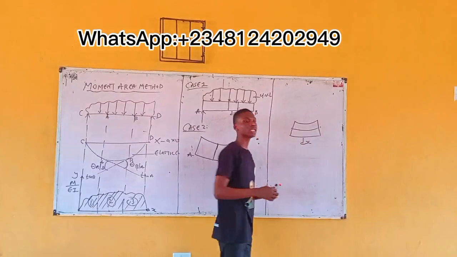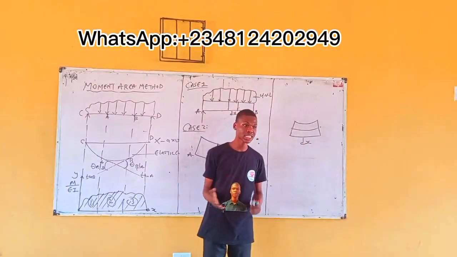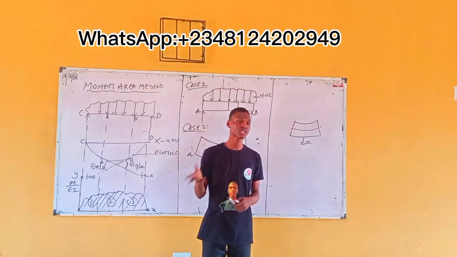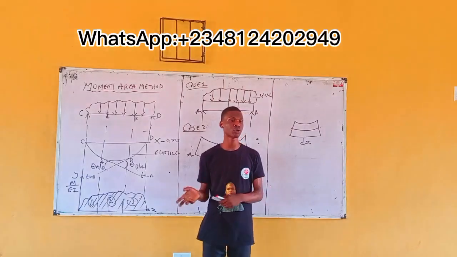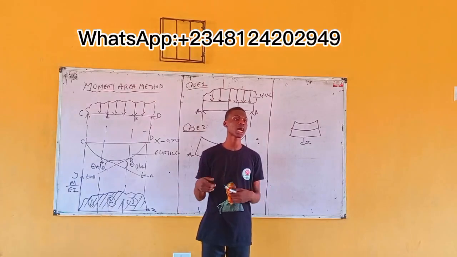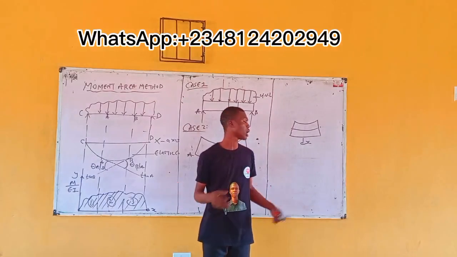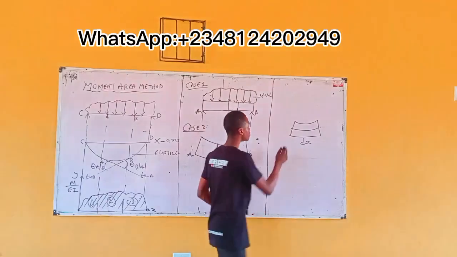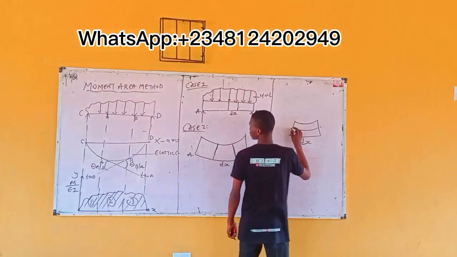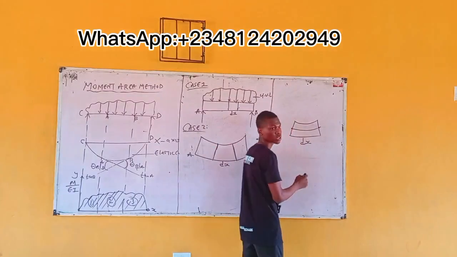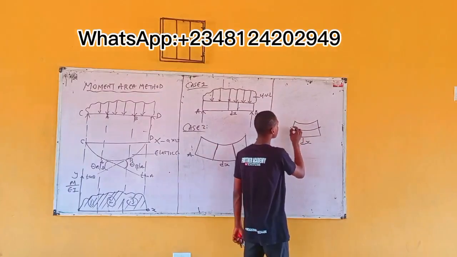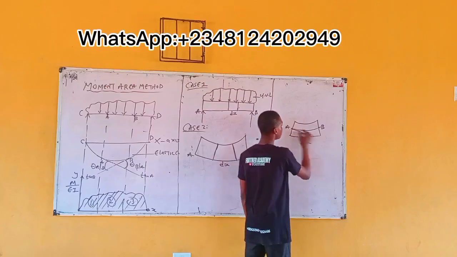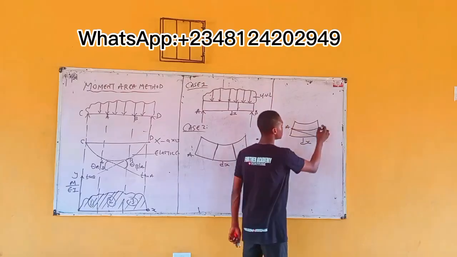From here, by theorem 1, we said the angle measured in radians between the tangents of any two points is equal to what? The area under the M by EI diagram. And we said that is the formula, right? Let's see how that formula is derived. So say this is the first point, this is the second point. Then let's say this is point A, this is point B. These points A and B have their respective tangents, right?